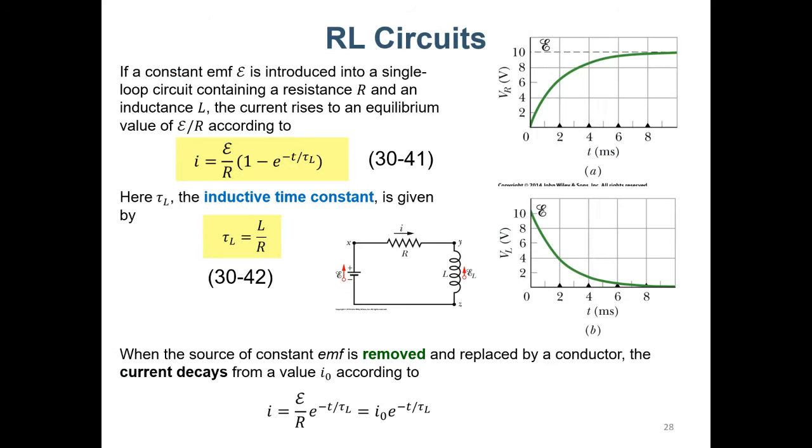Okay. So next one, we talk about the RL circuit. RL circuit is somehow like this. If a constant EMF is introduced in a single loop circuit containing a resistance R and an inductance L, the current will be like this, and inductive time constant.